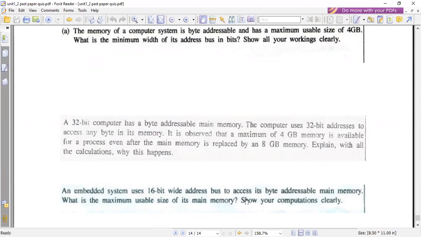A 32-bit computer has a byte addressable main memory. No need to write this one, I will just explain. The computer uses 32-bit addresses to access any byte in its memory. It is observed that a maximum of 4 GB memory is available for use even after the main memory is replaced by an 8 GB memory. Explain with all the calculation why this happened.